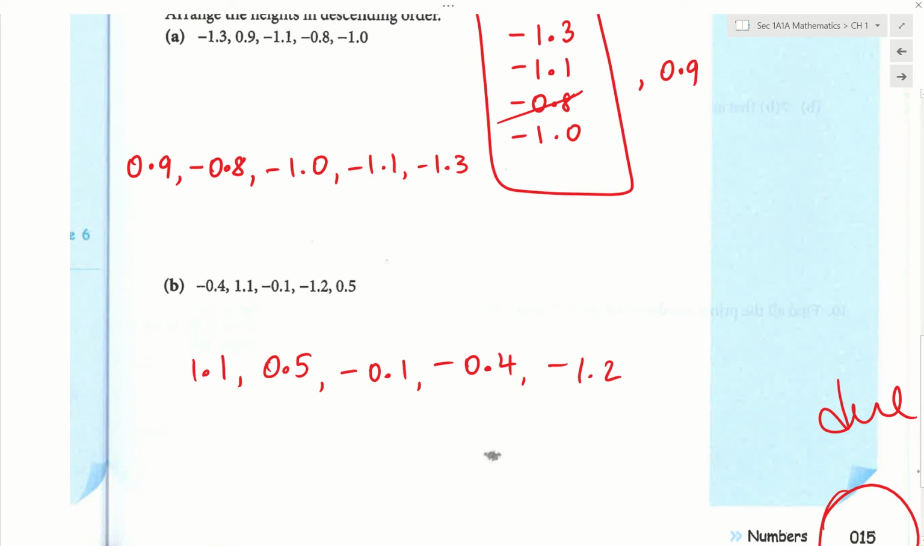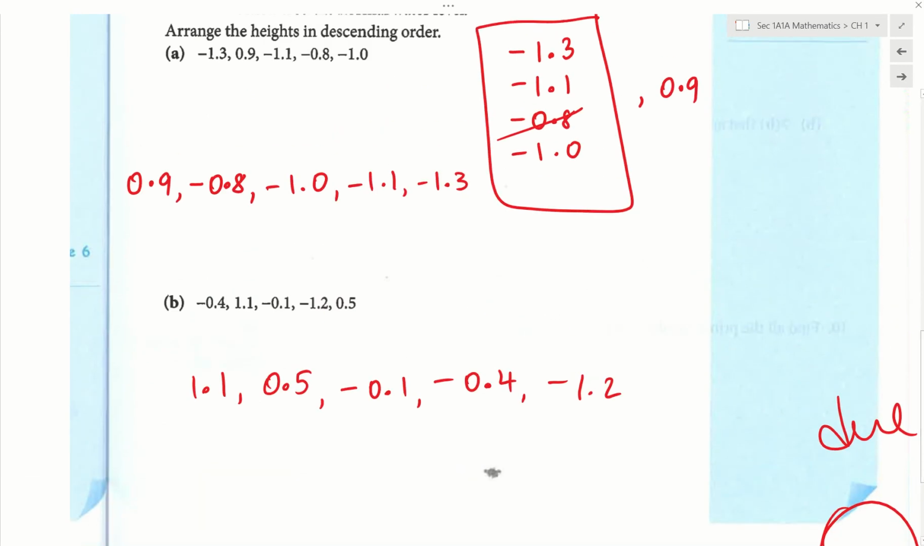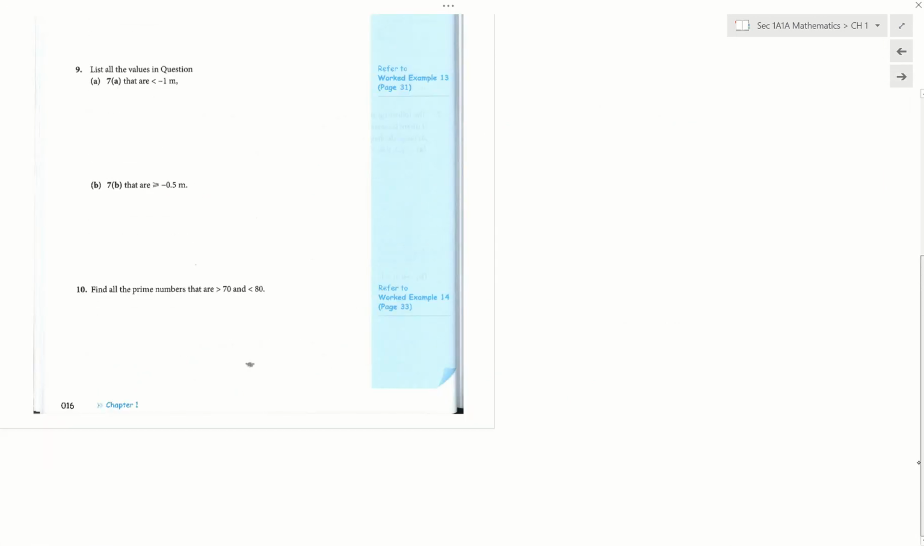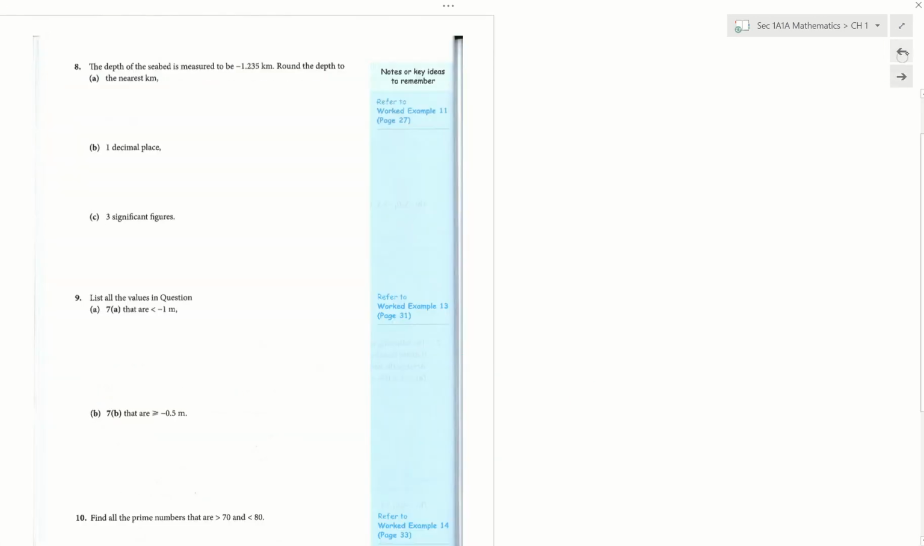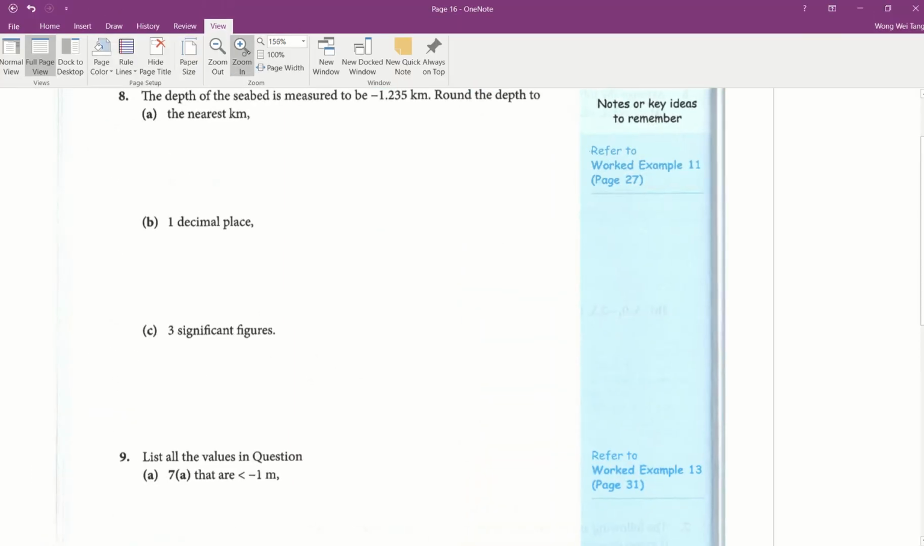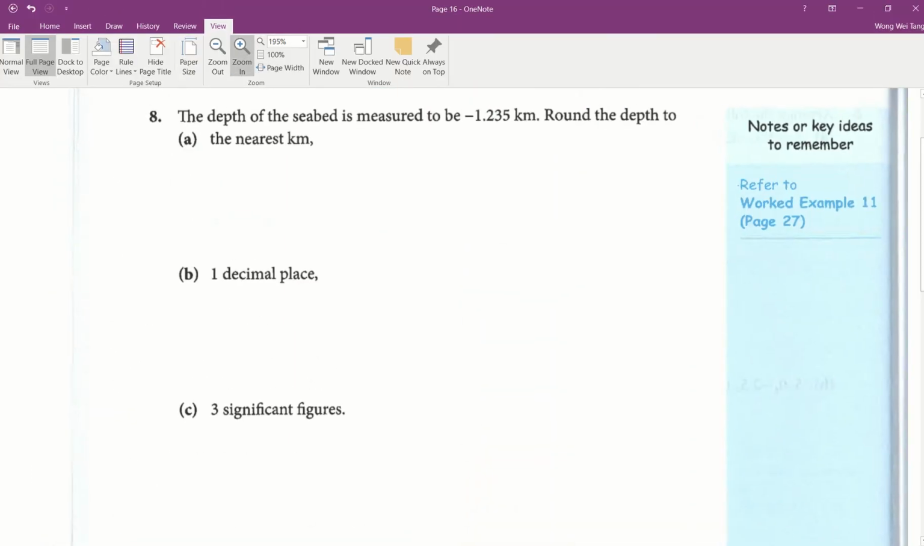Okay, so that is the end of our homework question. We move on to the next page. I believe this is the last page of your chapter 1. Okay, so please try it now.